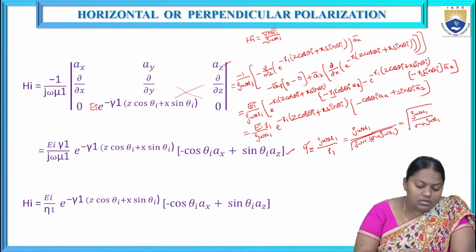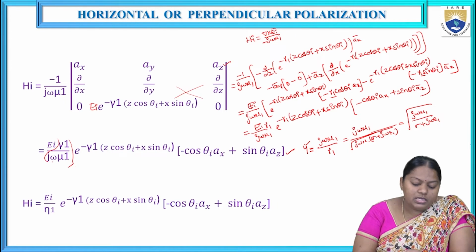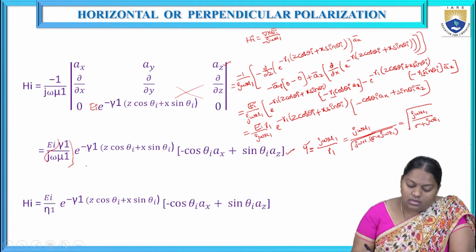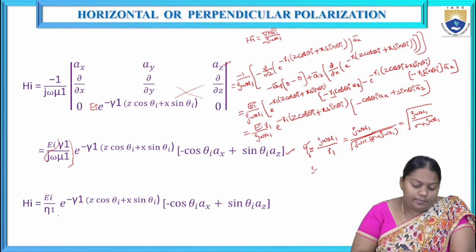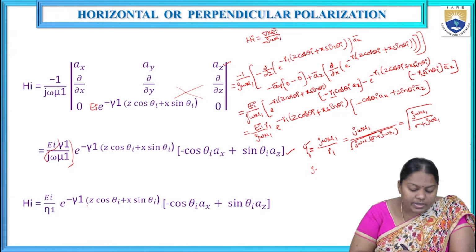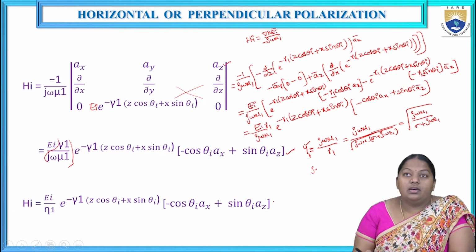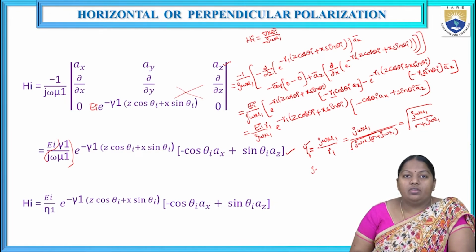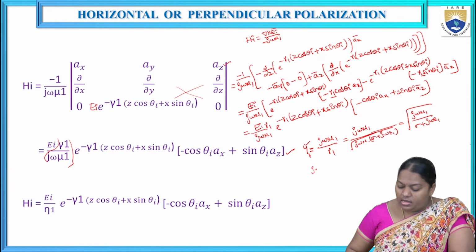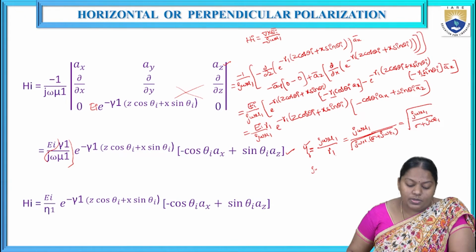From this relation, γ1 is in the numerator, and if you take this into the denominator, it becomes jωμ1 by γ1. What is this jωμ1 by γ1? Nothing but η1. That's why we replace this term by η1. Then Hi is equal to Ei by η1 e^(-γ1(z cos θi + x sin θi)) into (-cos θi ax + sin θi az). This is the way we have got the incident wave electric and magnetic field intensity vectors as Ei and Hi. Similarly, Er, Hr, Et, Ht are also to be evaluated.